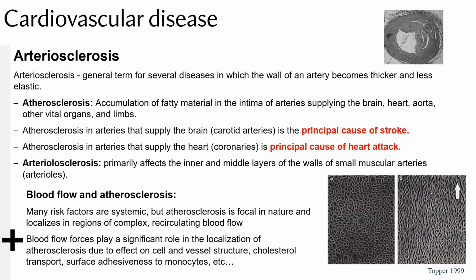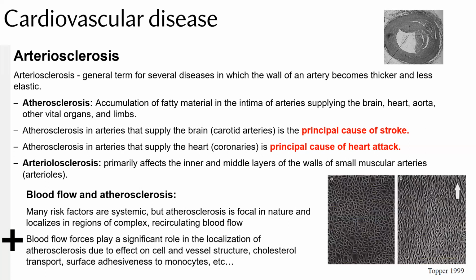What is usually considered the main cause of this type of disease is blood flow regimes. So blood flow patterns are usually the key player in these types of disease. Although these diseases are systemic, meaning that we looked at risk factors like smoking and cholesterol levels, which are systemic in nature, meaning they influence the entire human body, it's not just in one specific focal point in your vascular circuitry.